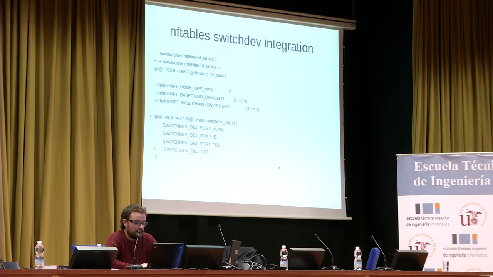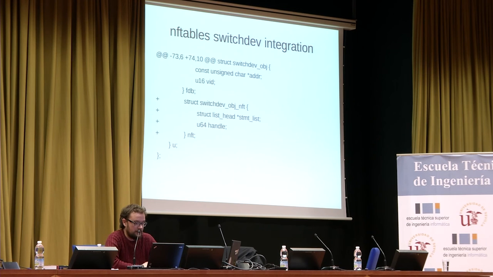So this is how it works from nftables. Basically, the idea is to have a new flag for chains that indicates that this chain is going to be offloaded to switchdev, and a new object in switchdev. And then the idea is to pass that list of statements. So the driver uses the helper functions to walk this small tree, this list of statements, and populate the internal representation. I include the handle for the deletion case too.